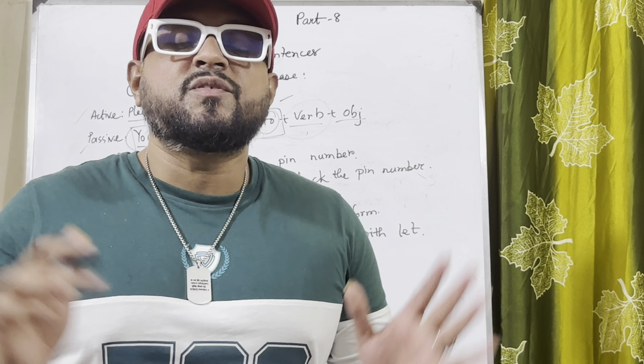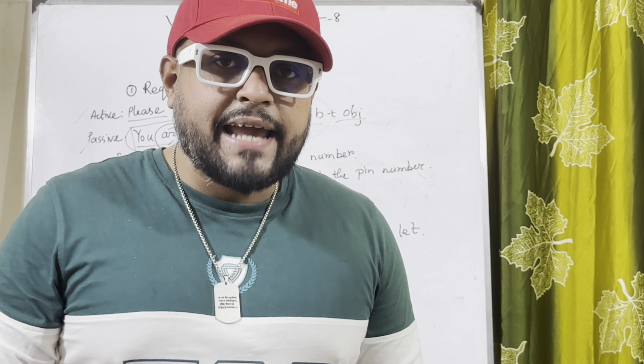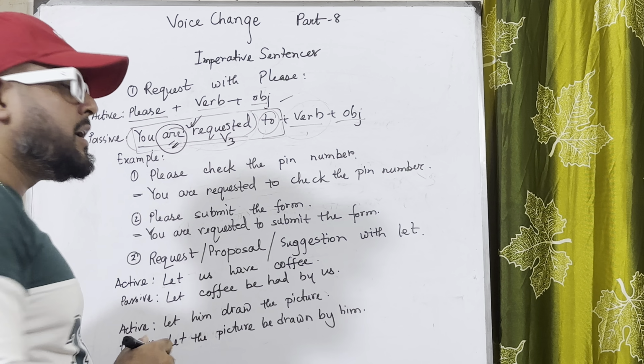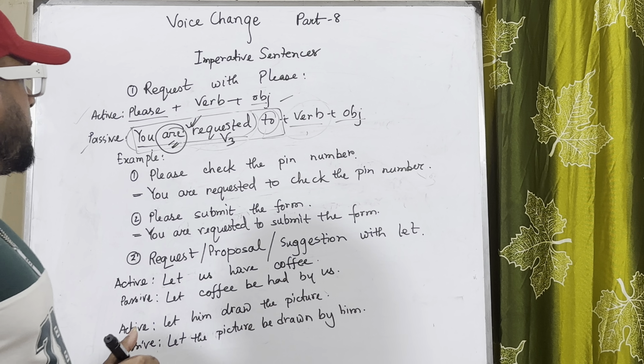Obviously, imperatives belong to the simple present tense category. That's the reason we use the to be verb "are". Now take a look at some examples.